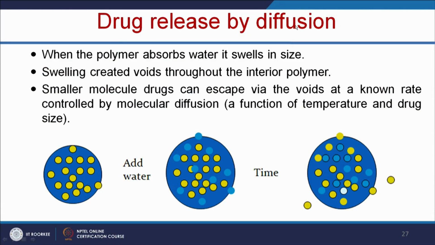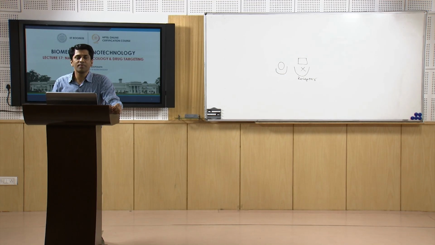So, let us see the drug release by diffusion. When the polymer absorbs water, it swells in size, and this swelling creates voids throughout the interior of the polymer, and the smaller molecules can escape through the voids at a known rate controlled by molecular diffusion. So, when you put this nanoparticle into water, it will swell and release the drug slowly, and we can control the release of this drug by a simple cross linking reaction. Based on the cross linking, we can control the release of the drug. If you want more release of drug at the initial stage, we can do it, or if you want to release the drug slowly, that also is possible.